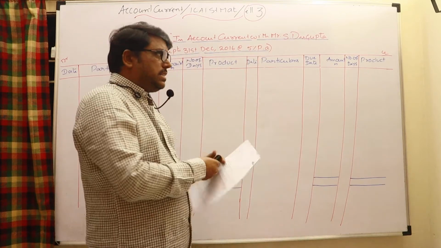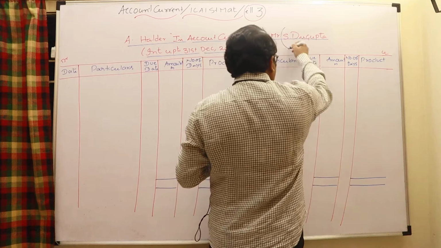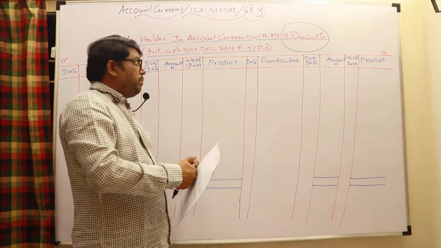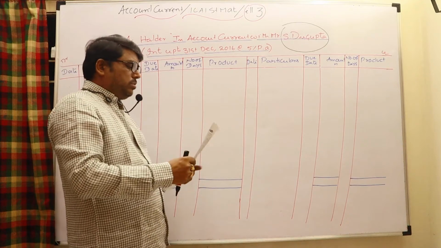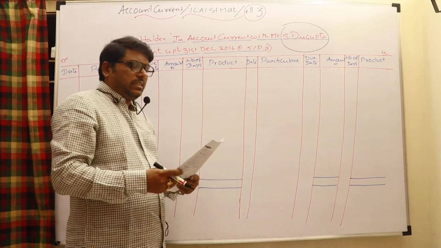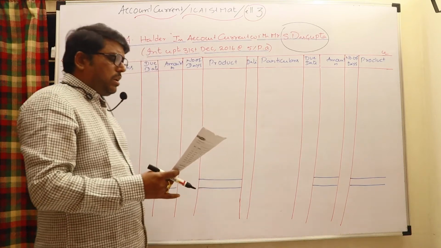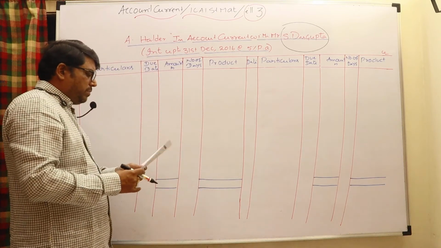Obviously, as I said, we are Das Gupta, so we should think of every transaction from Das Gupta's point of view, and we are preparing the holder's account. Moreover, it is said that you have to take 365 days per year. In that way, how can you record all the transactions one by one?